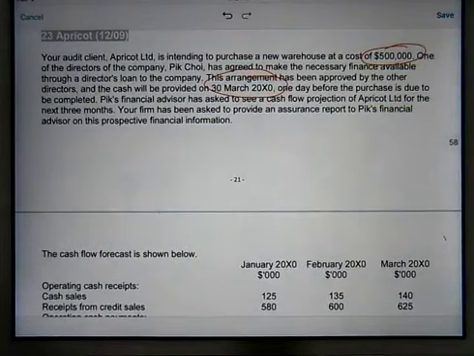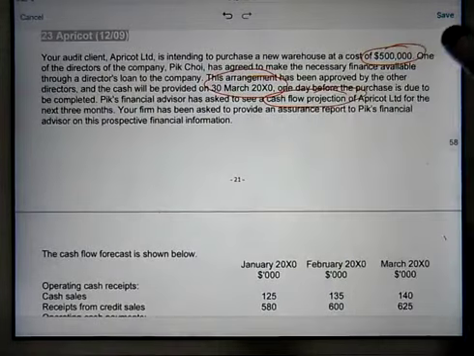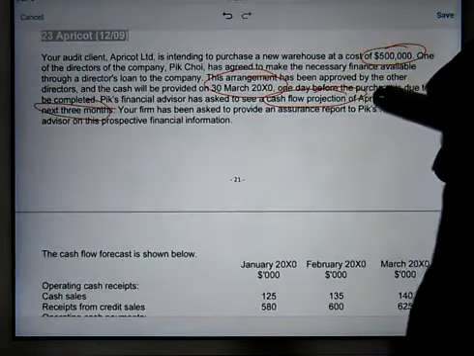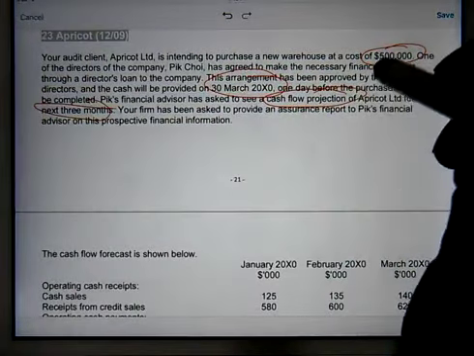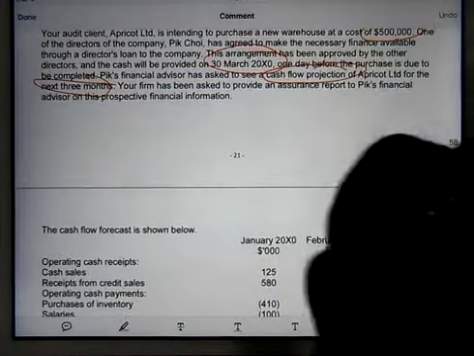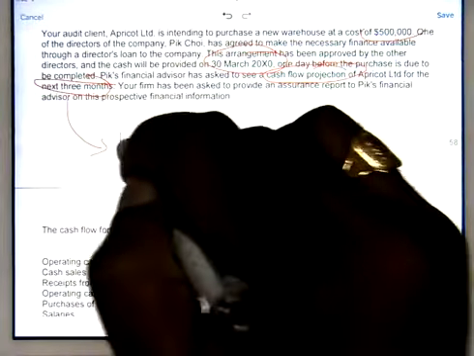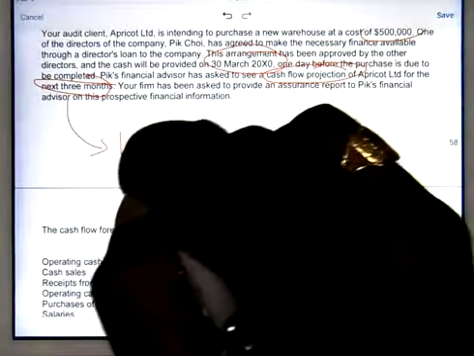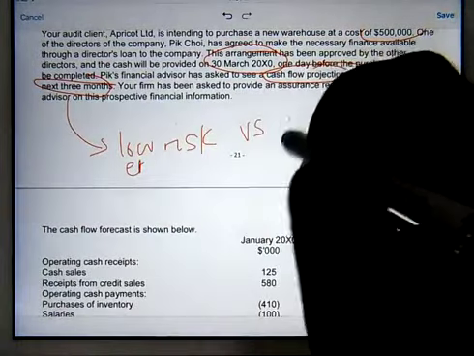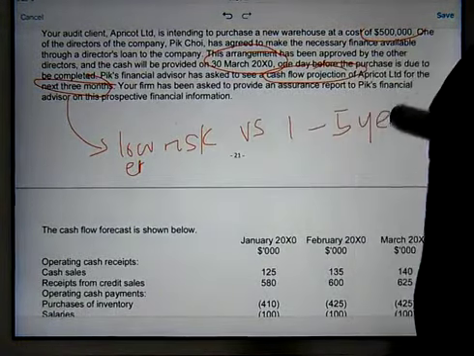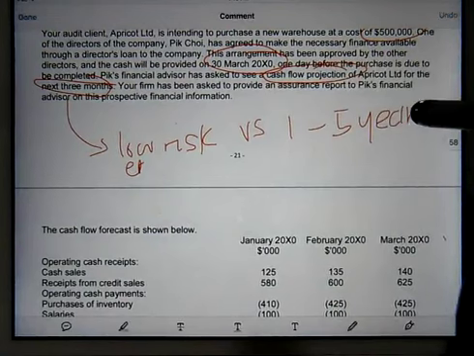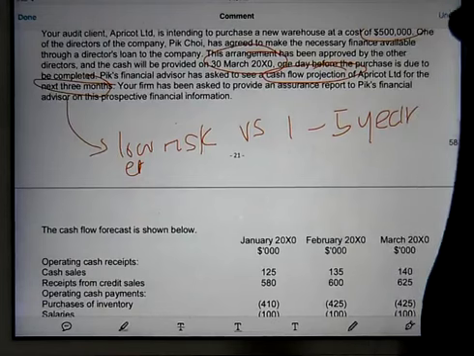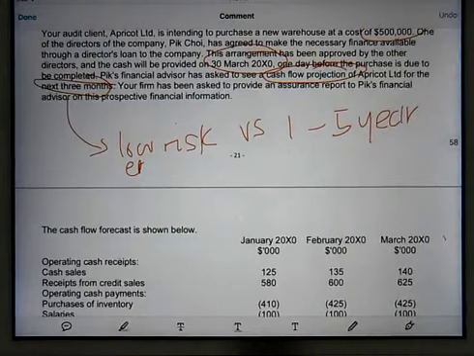Pick's financial advisor is asked to see a cash flow projection of Apricot for the next 3 months. Your firm has been asked to provide assurance report to Pick's financial advisors on this prospective financial information. Well, the next 3 months looks very much like a low risk job. Why low risk? Lower risk versus things like 1 year to 5 year type forecasts. Those are much more trickier. The deeper into the future you go, the harder it becomes to forecast.